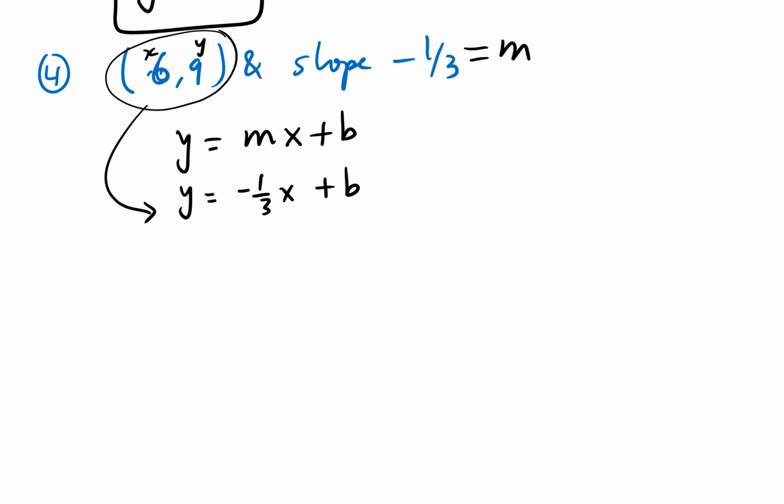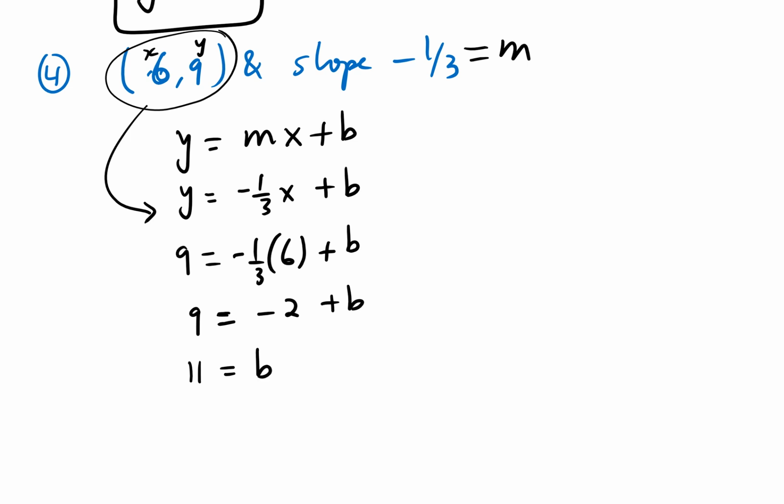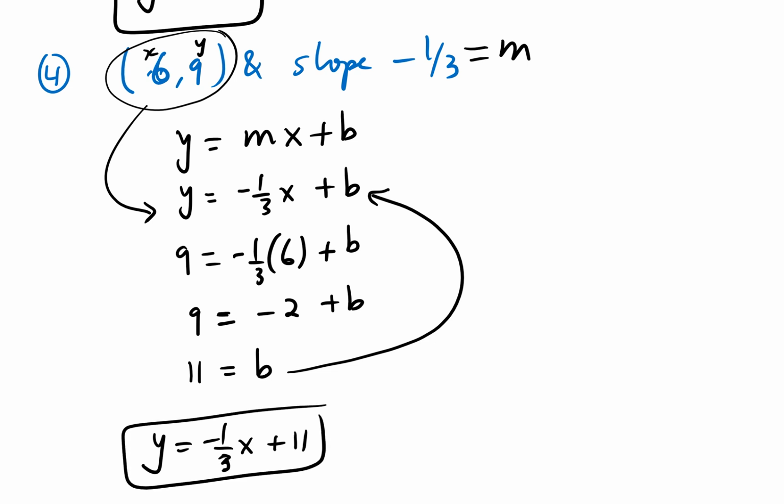After I find the value of b, I can go back and replace that value in the last line. So y is 9, the slope is negative 1/3, x is 6, plus b. 9 equals negative 2 plus b. Add 2 to both sides. That's the b value. Put it back in here: y equals negative 1/3 x plus 11.